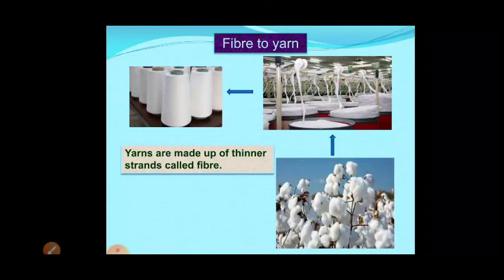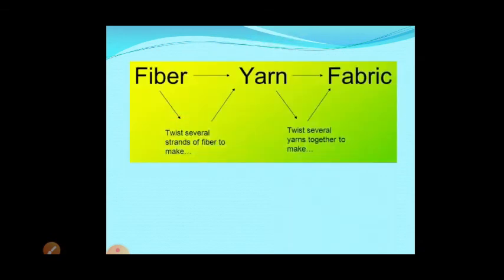So the raw material is cotton. Then cotton, with the process, we will get yarn. So the fiber is cotton, and the yarn is making the thread. Okay. Now this is the main thing that happens. Several strands of fiber twisted make yarn, then several yarns twisted together make fabric. So this is actually the main process of how fiber becomes fabric.